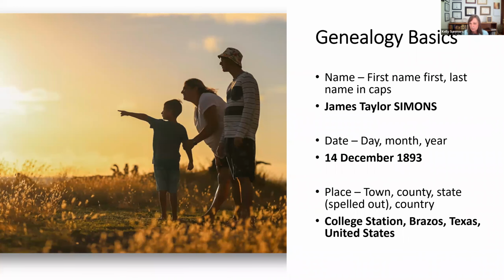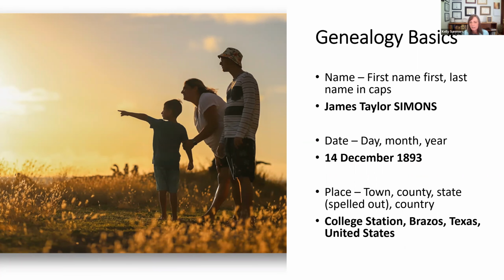Now, here's an example of each of these in the correct genealogical format. We have the name, first, middle, and last. We have the date, the day, month, and year, and we have the place, the town or city, the county, the state, and the country.